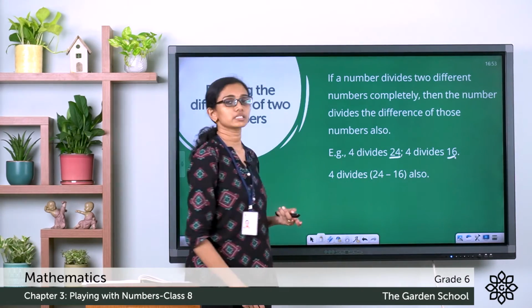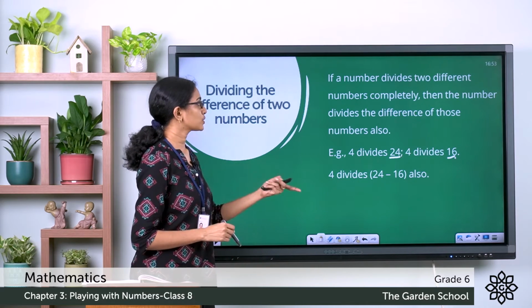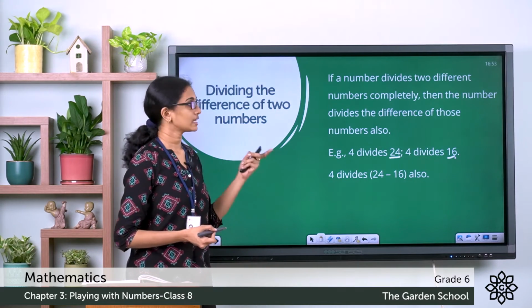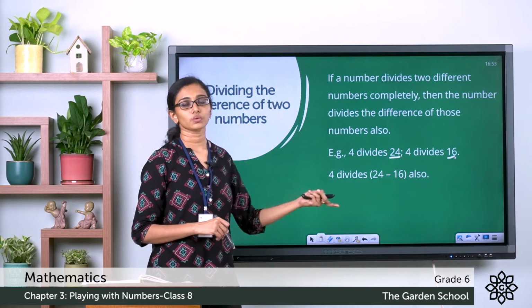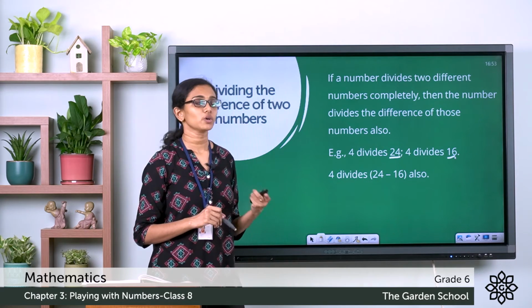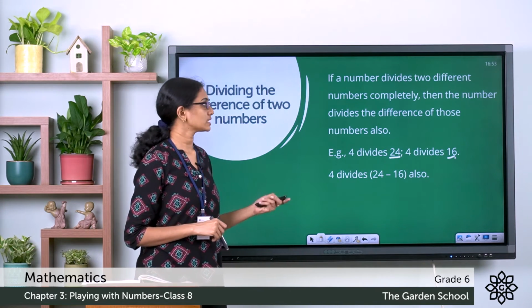24 and 16. So, if a number can divide two different numbers completely, then the number divides the difference of those numbers also. So, I hope this is clear to you now. Let's see the next one.